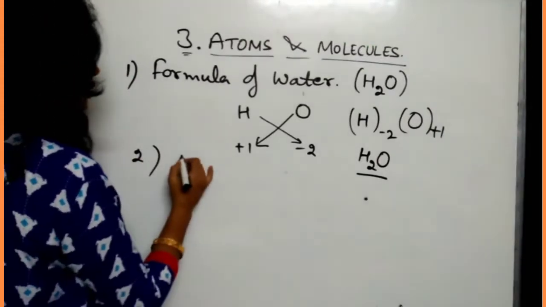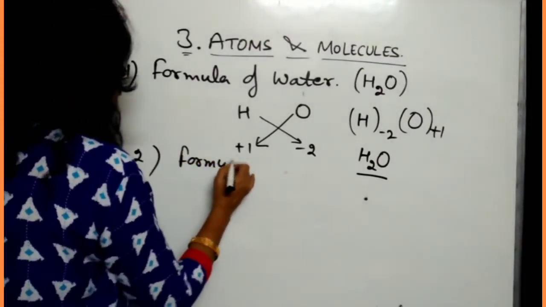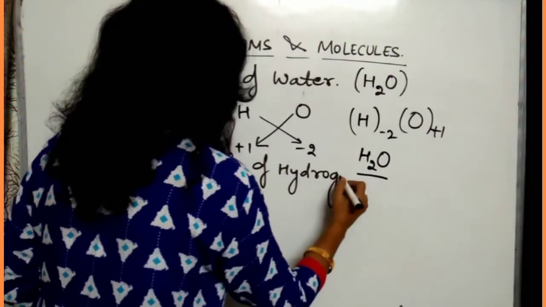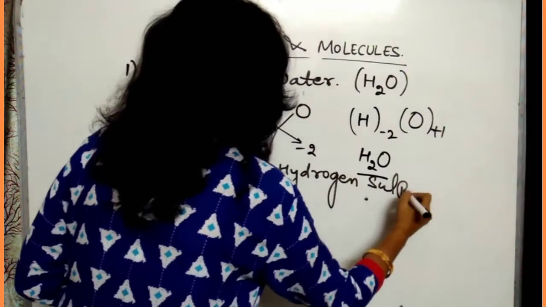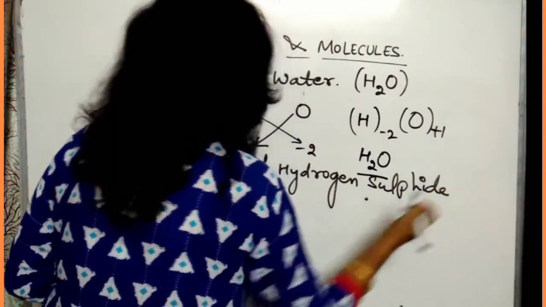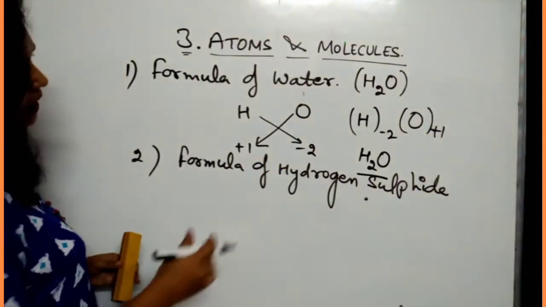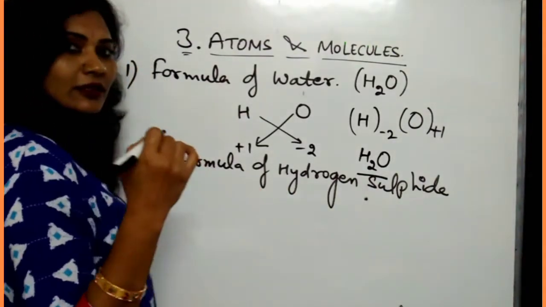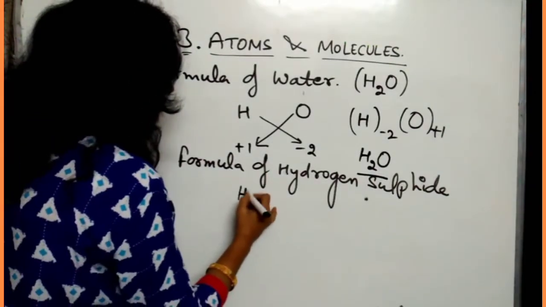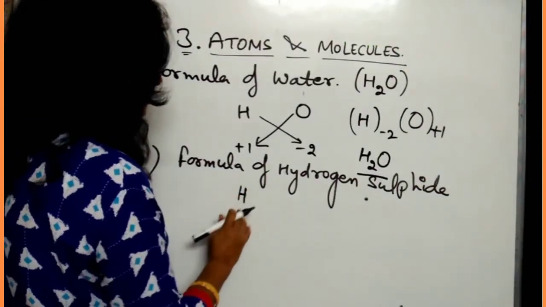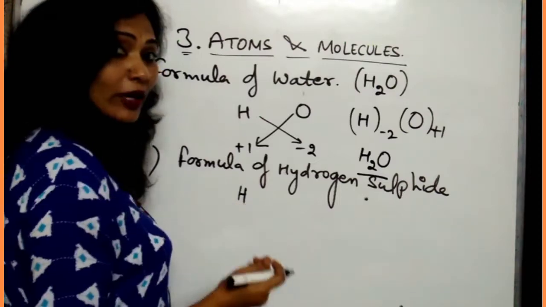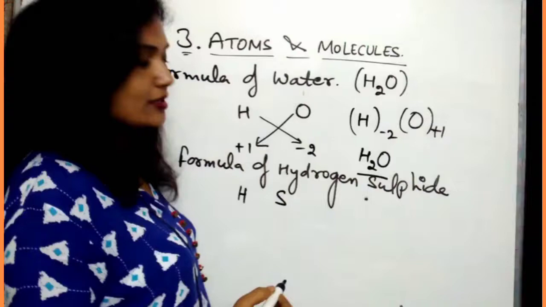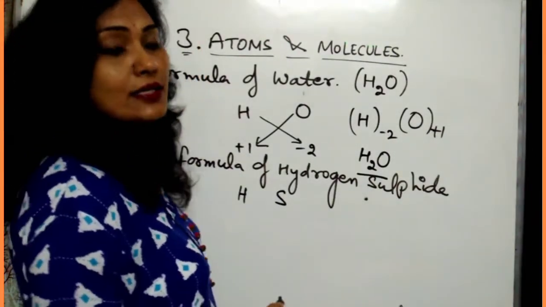Next we can write the formula of hydrogen sulfide. How will we write the formula of hydrogen sulfide? You know that H is the symbol of hydrogen, and S is the symbol for sulfide.